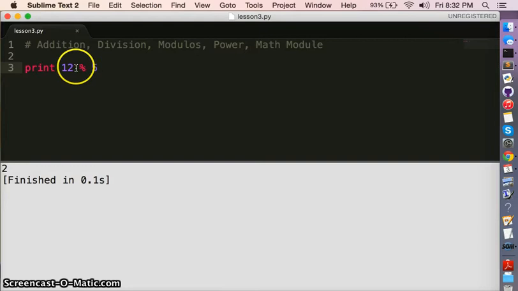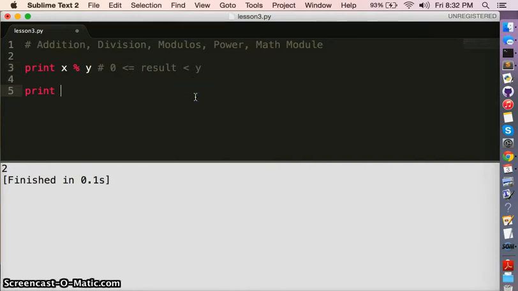And so whenever I mod a number by another number, let's say I do x mod y, then the result will always be less than y and greater than or equal to 0.